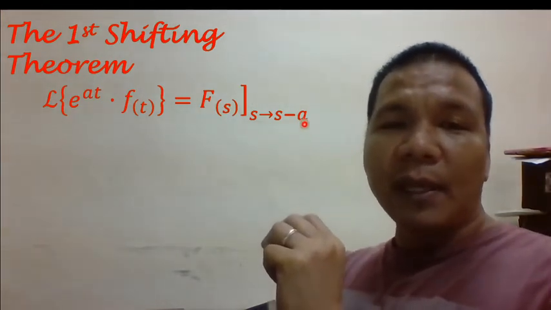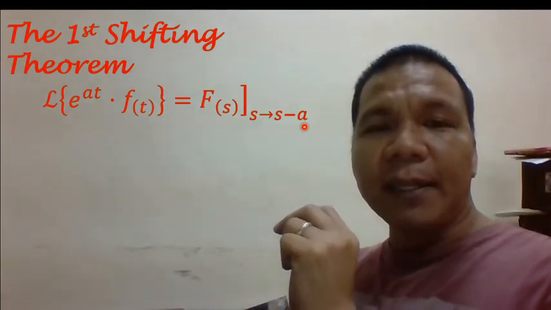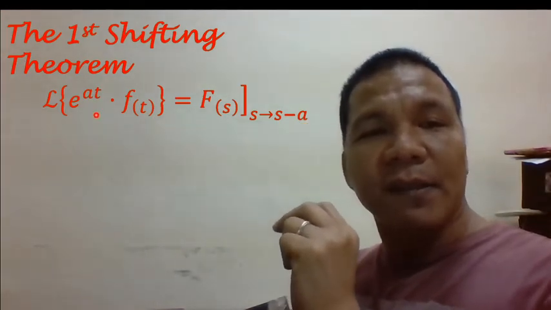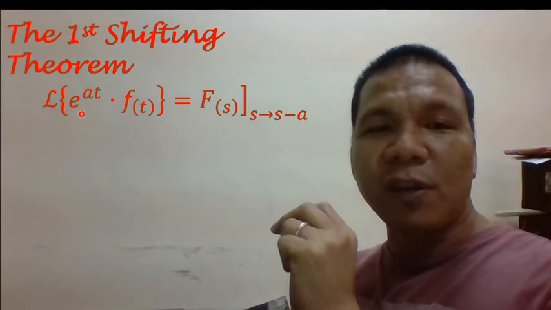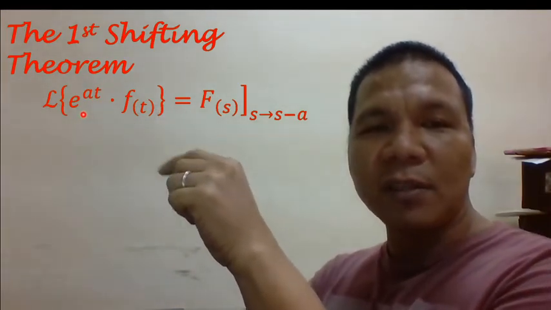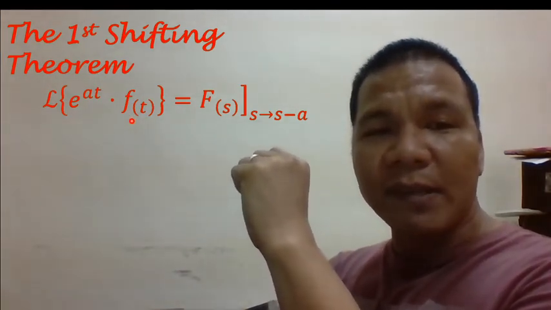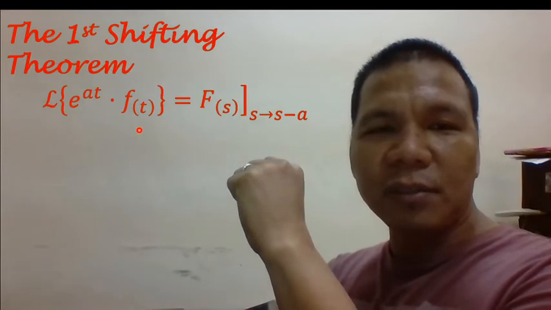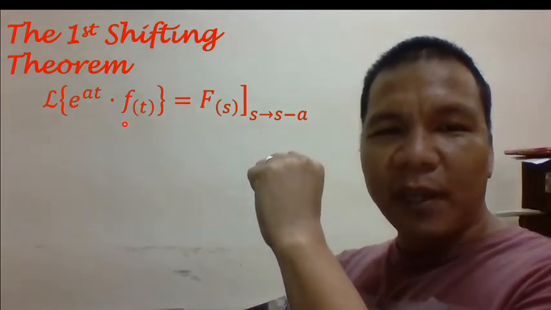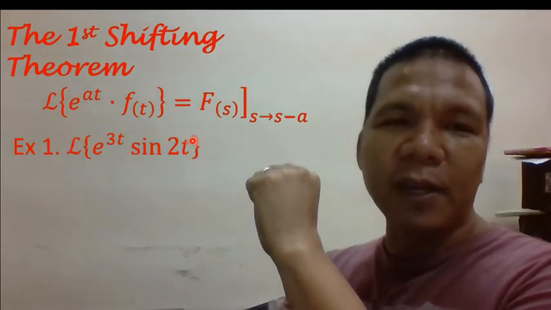Take note, a here is the amount of shift in the s domain as indicated by your exponential function. That's your exponential function, multiplied by f of t. Now, f of t is the function beside your exponential function, and the Laplace transform of that f of t is your F of s. Let's have an example here.